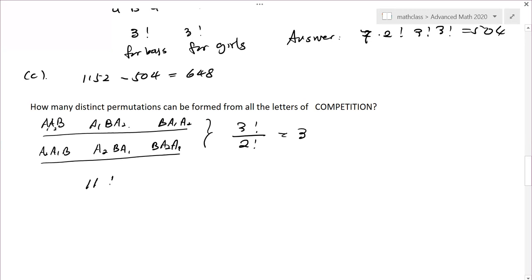But some of them are identical, for the same reason. How many O's are there? There are 2 O's. How many T's? There are 2 T's. How many I's? There are 2 I's. So you have to divide by this. So the answer, after you compute it, will be 4989600.